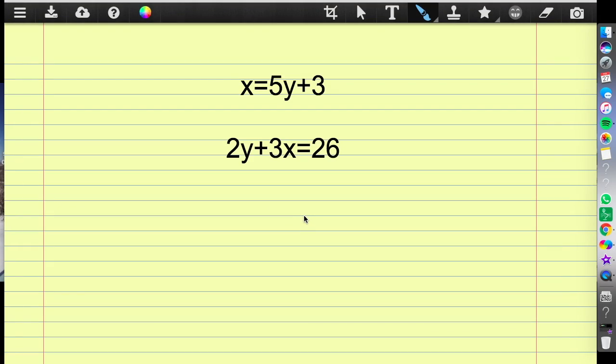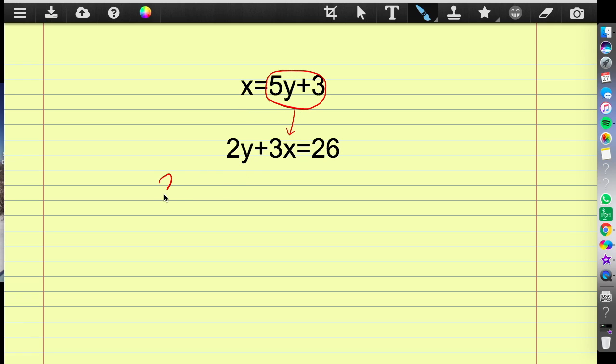Here's our second problem. This one's a little bit more challenging because x is now equal to this entire quantity. X is equal to 5y plus 3. That means that 5y plus 3 and x have the same value. So in my second equation, wherever I see an x, I can substitute this entire quantity in.